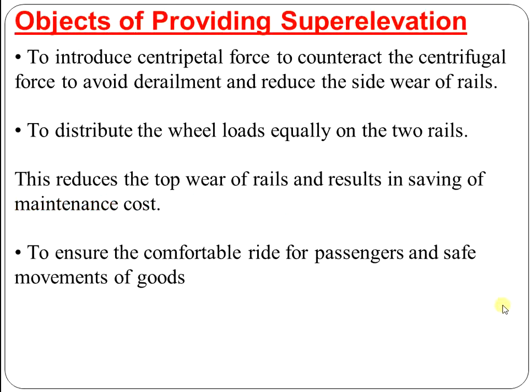Next, what are the objectives of providing superelevation? To counteract the centrifugal force to avoid derailment and reduce the side wear of the rails. We know what superelevation is. When the train is in the turning position, the heaviest load comes on the outer rail compared to the inner rail. This heaviest load is what we know as superelevation or canting.